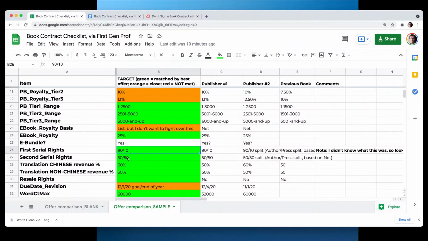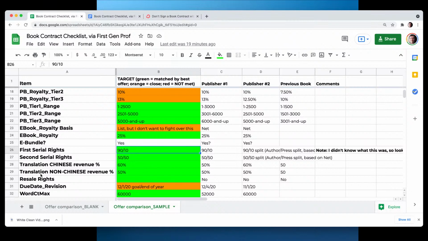So here is a pretty standard first serial rights breakdown: 90% of that money should go to you as the author. Only 10% should go to your publisher, but then it goes down after second serial rights. I'm not going to go into that, but you can ask about that. The same deal has to do with translation rights.